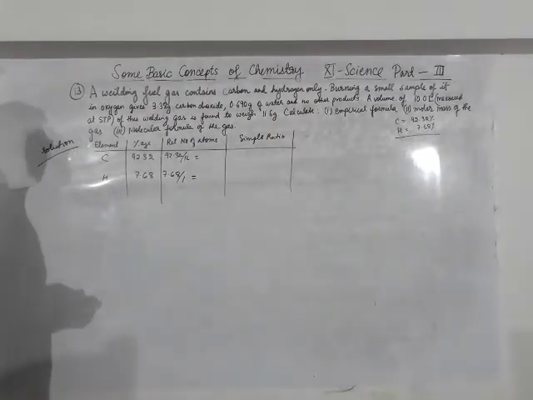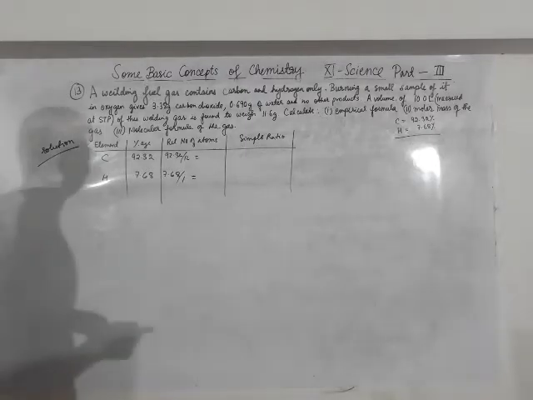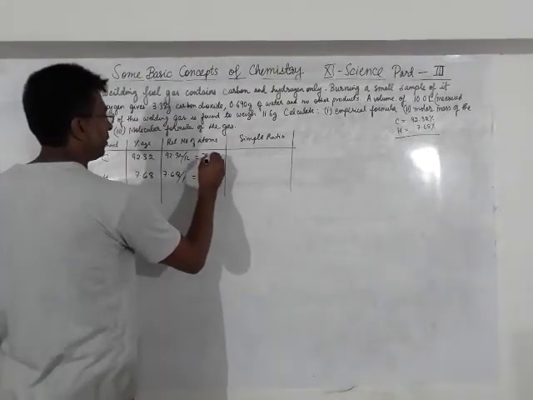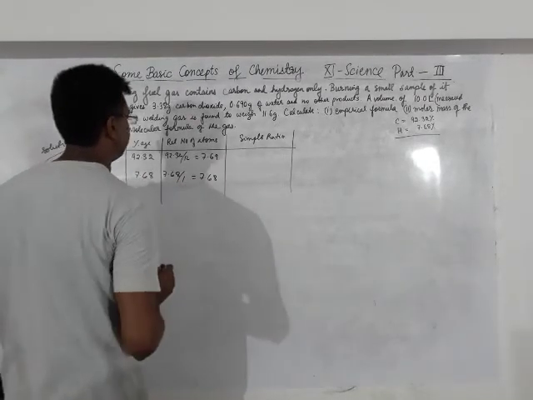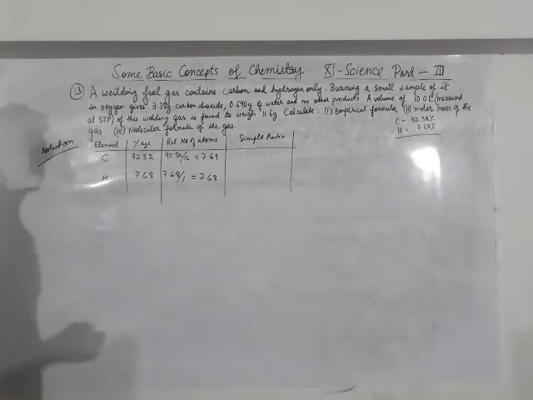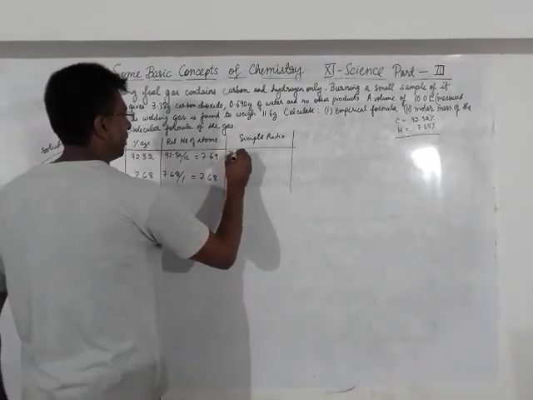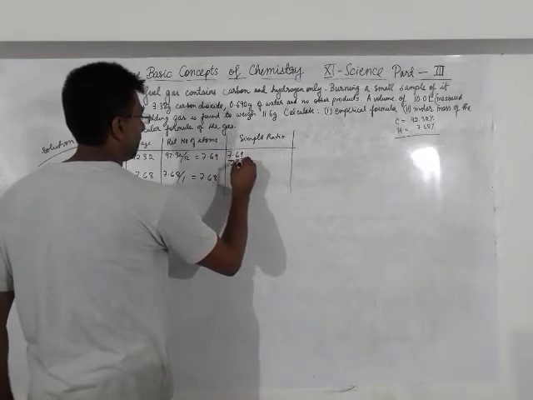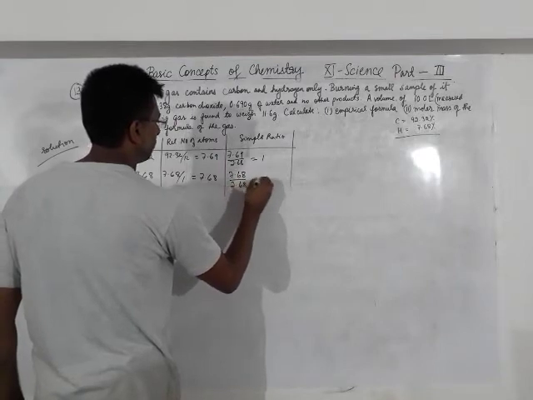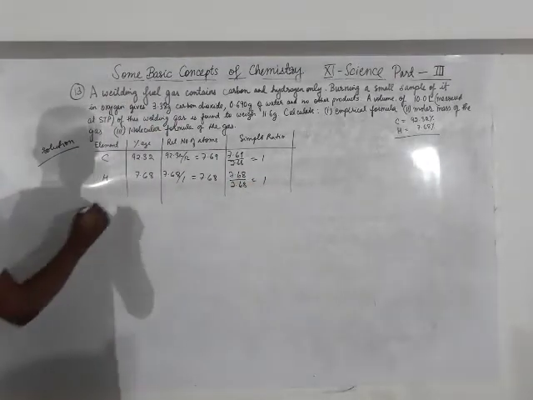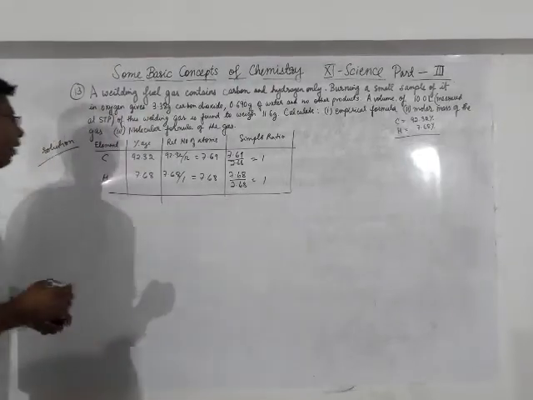So if you divide 92.32 by 12, it comes to 7.69. Over here 7.68 by 1 is 7.68. So you divide both the 7.69 and 7.68 by the lower number. The lower number is 7.68. So if we divide 7.69 by 7.68, it comes to 1. This also comes to 1. So the simple ratio of these two elements we have obtained as 1:1.